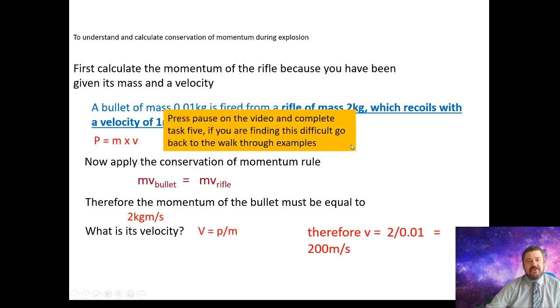So press pause on the video to complete the next task. If you find it difficult, again, go back to this walkthrough. It's very similar. It was just going to give it some real life context rather than just looking at maths.